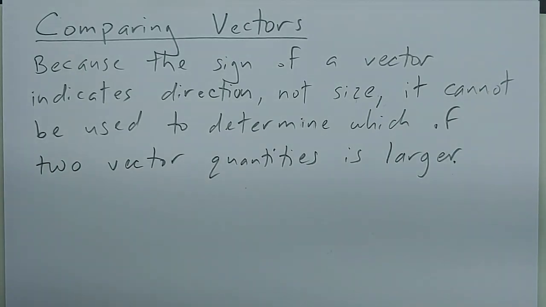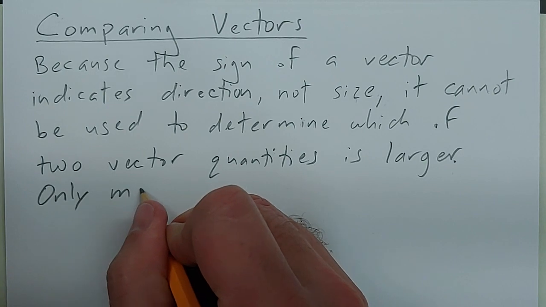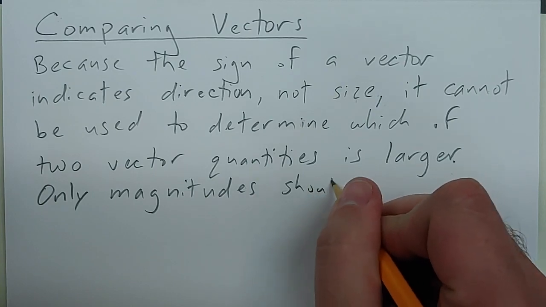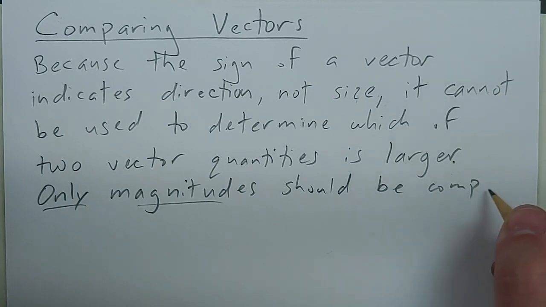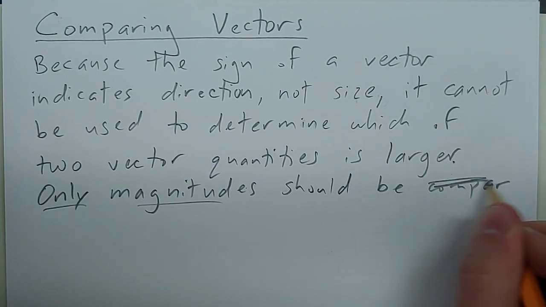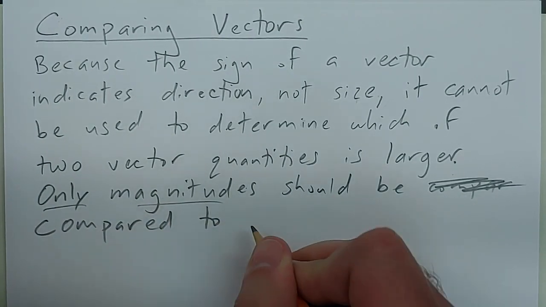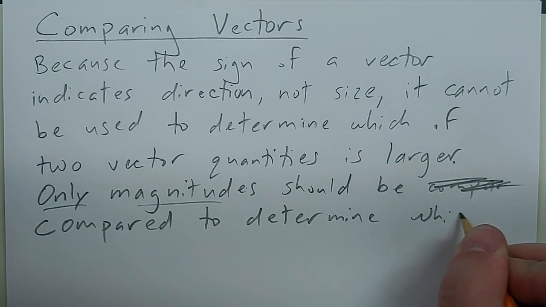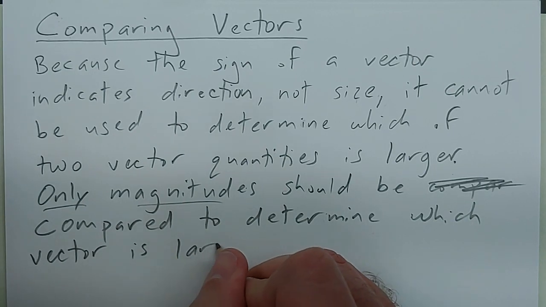If we can't use the signs to figure out which of two things is larger, then the only thing left is the magnitude. So only magnitudes. Only magnitudes should be compared to determine which vector is larger.